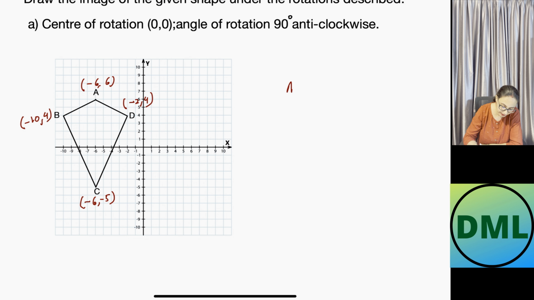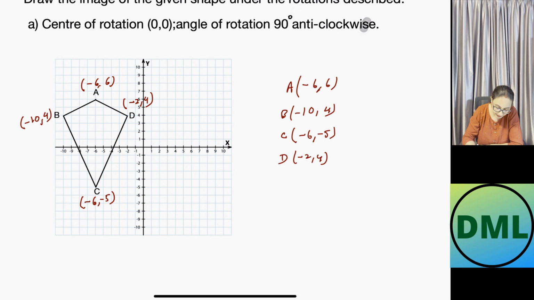Let's write down A as -6, 6, B as -10, 4, C as -6, -5, D as -2, 4. I will write down A dash as 6, -6, B dash as 4, -10. I will write down C dash as -5, -6, D dash as 4, -2.